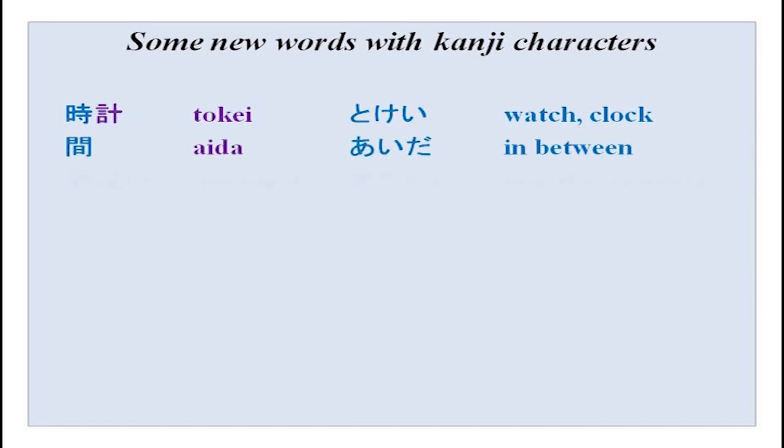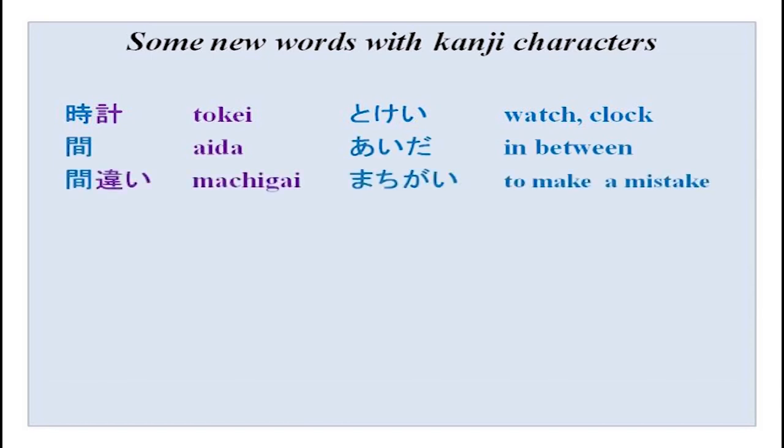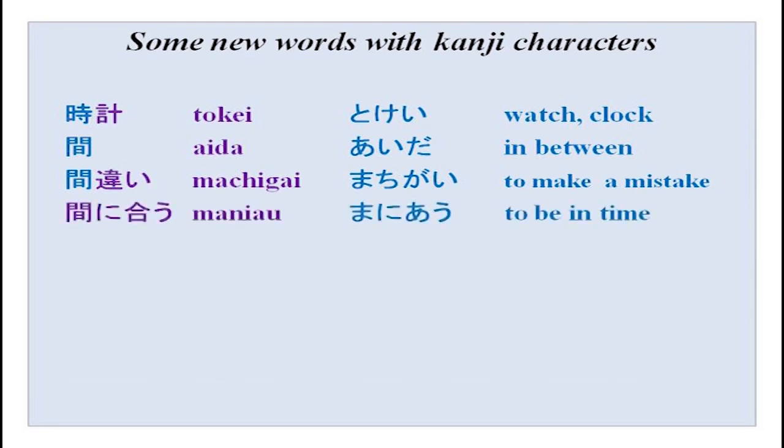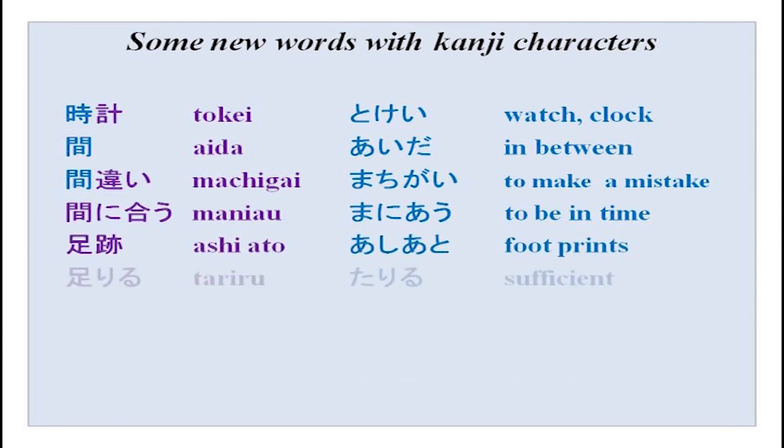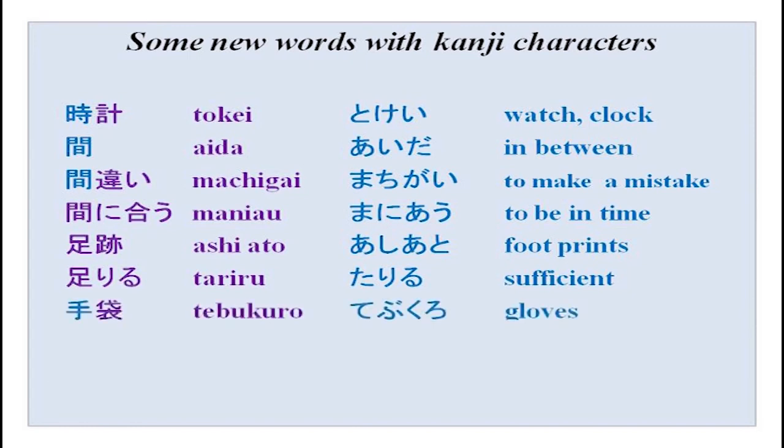Now, there are some new kanji characters. I will go over it very, very quickly. Toke, aida, machigai. The meanings are given over here in the right column. Then, maniau. Maniau is when you are getting late and you are able to make it. Ashiato. Tariru, tebukuro, tegami.